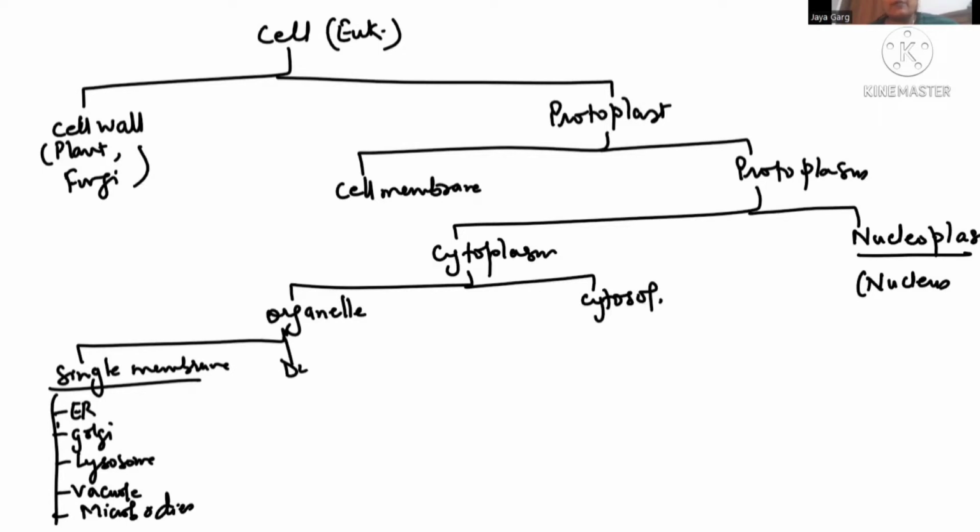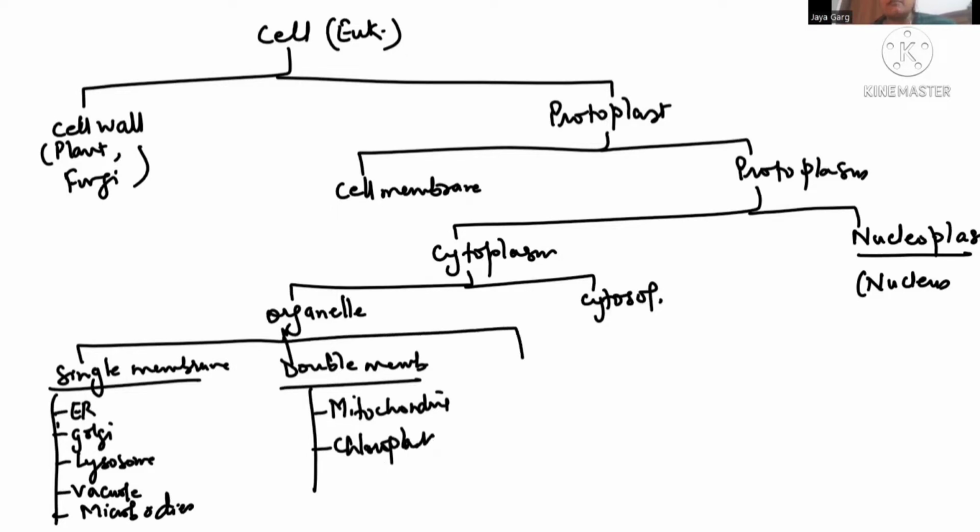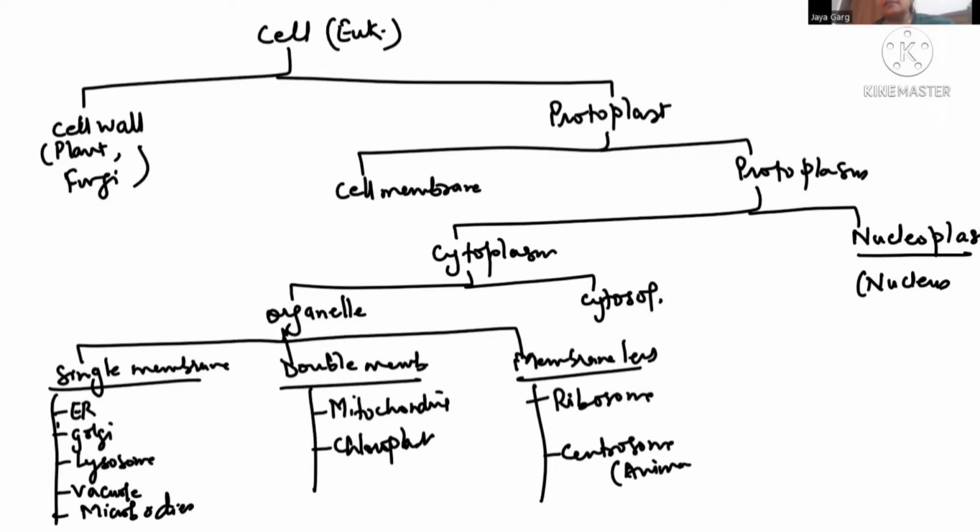Then double membrane: we will write mitochondria and chloroplast. Then we will write membraneless. Examples of membraneless are ribosome and centrosome. And when we write centrosome, at that time we will focus on the animal cell. So this is the mind map for the entire thing we studied till now.